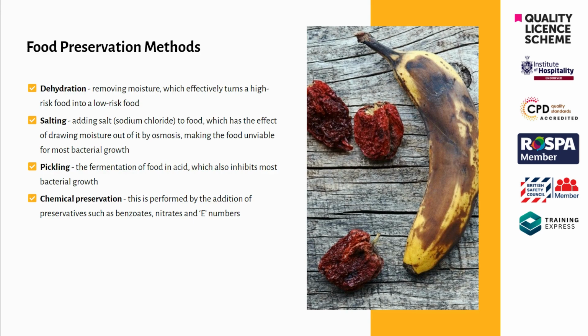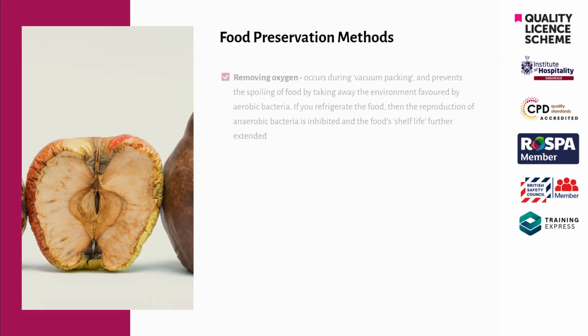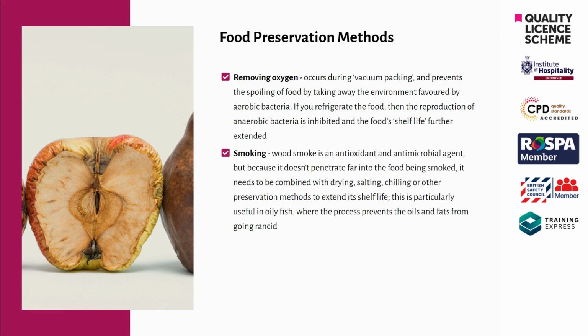Pickling. The fermentation of food in acid, which also inhibits most bacterial growth. Chemical preservation. This is performed by the addition of preservatives such as benzoates, nitrates, and E numbers. Removing oxygen occurs during vacuum packing and prevents the spoiling of food by taking away the environment favored by aerobic bacteria.